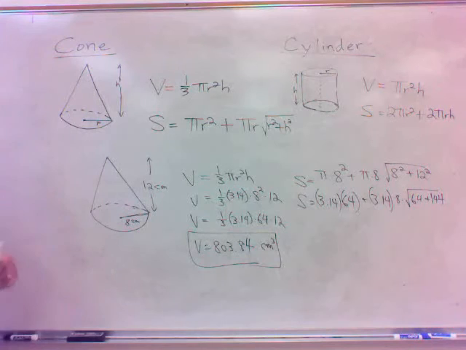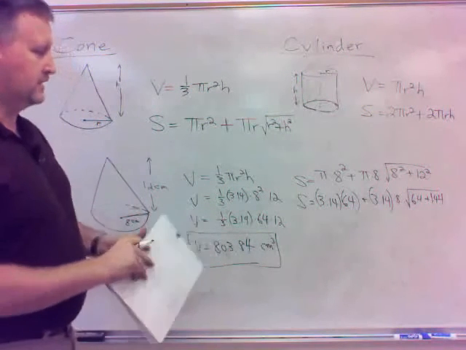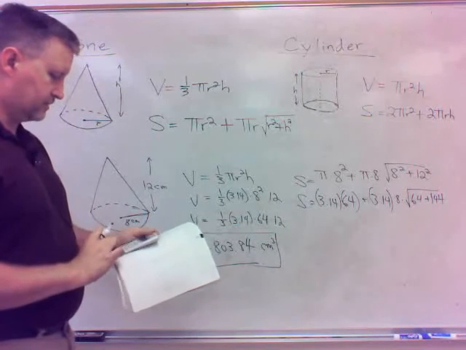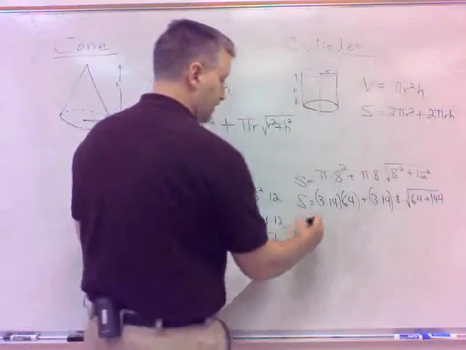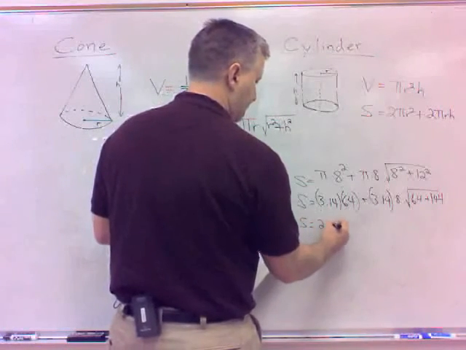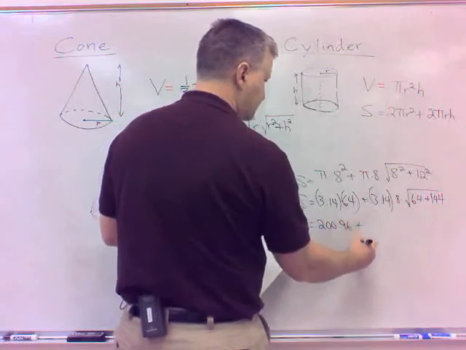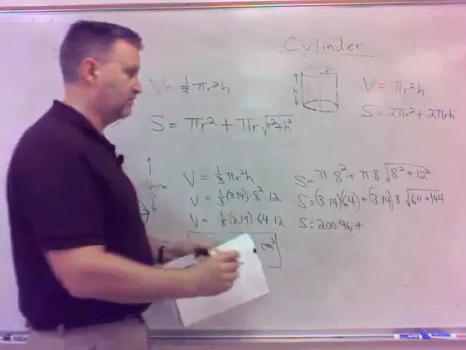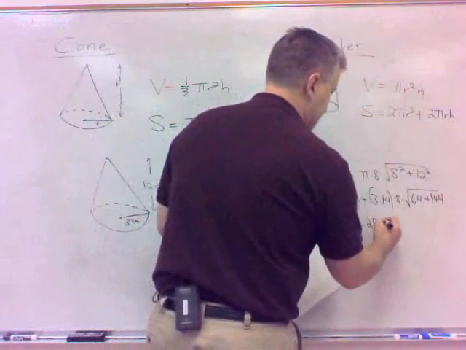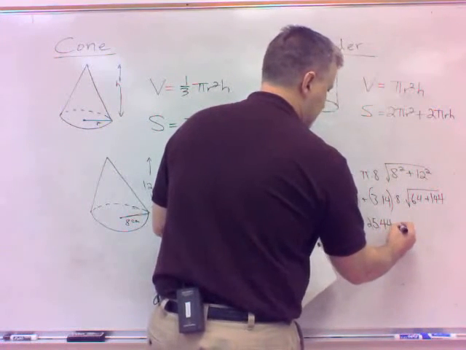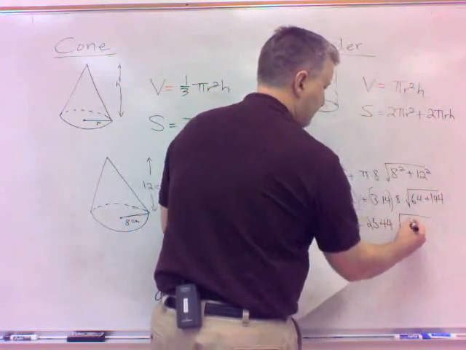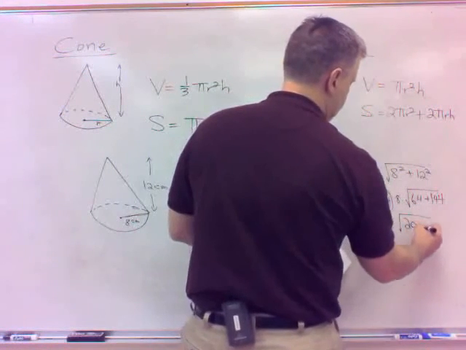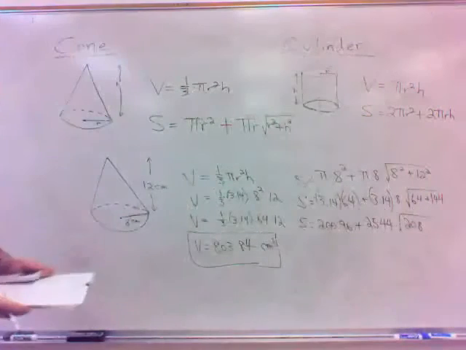Okay? All right. Well, let's see. 3.14 times 64, I got 200.96. 3.14 times 8, 25.44. And then 64 plus 144, do you want to add those? That is 208. 208. Okay.